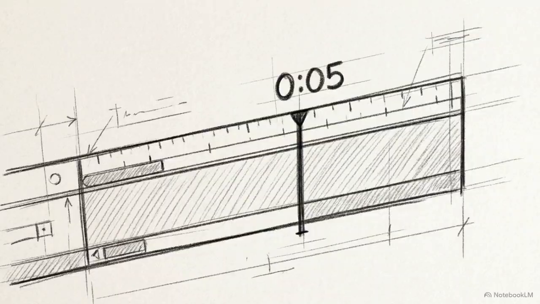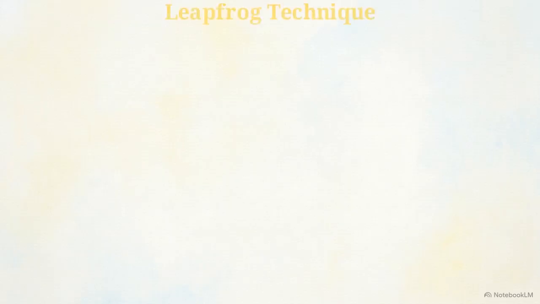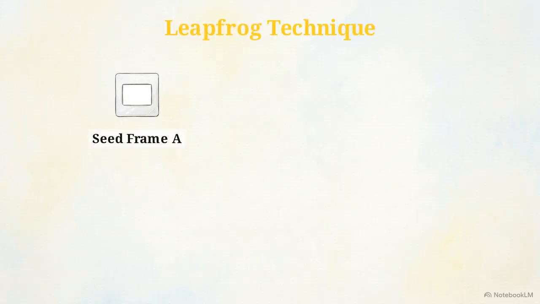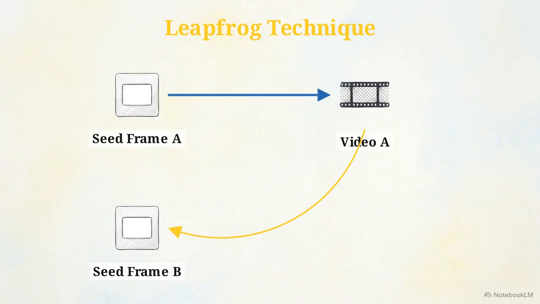Most AI video generators cap out at around 5 seconds per clip. Standard extend buttons usually cause the visuals to degrade, warp, or lose focus the longer they run. This diagram illustrates the leapfrog technique for bypassing that limit. You convert frame A into video A, and then take the very last frame of that video and loop it back into the image generator to serve as the seed for frame B.